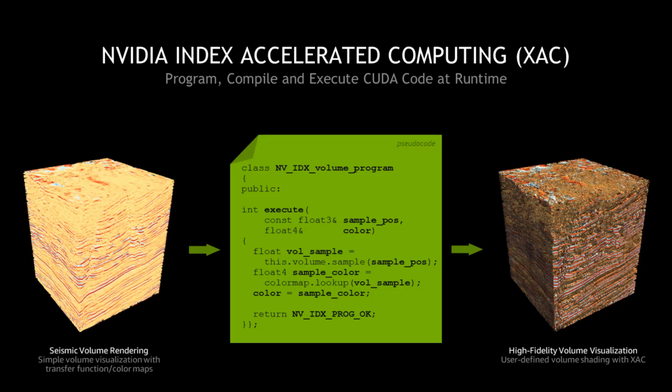On the left, we have the plain rendering of a seismic volume. On the right, we have the same volume with the XAC Shader applied. Notice all the extra cues between the rock layers.